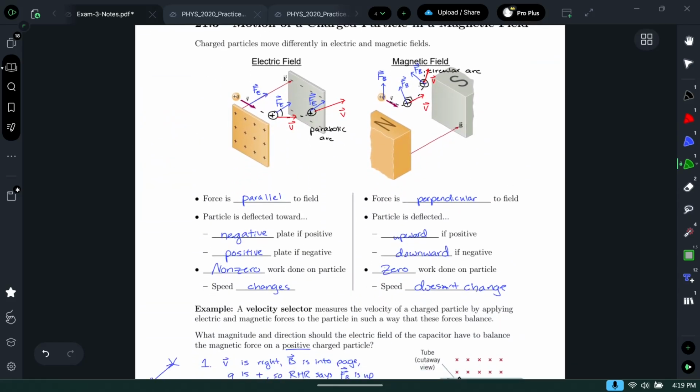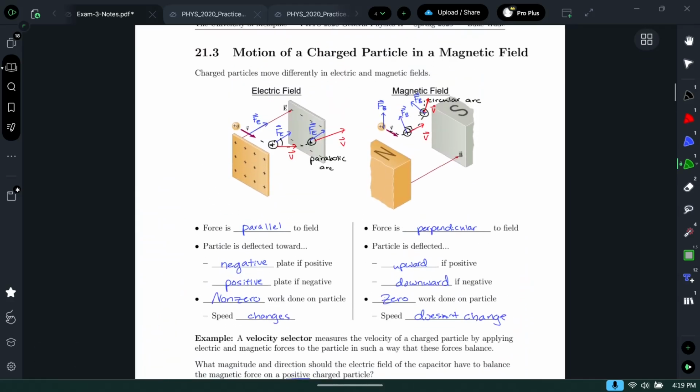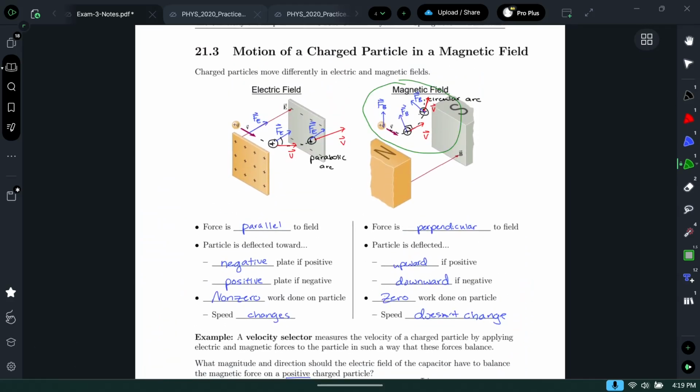For this page, the main takeaway is about the circular motion of the charge, that it sort of veers out of the magnetic field, and that's covered in more detail, I think, on the next page. But also that magnetic fields don't speed up or slow down charges. They can redirect them, but that's about all they can do. Electric fields can do speeding up or slowing down, but magnetic fields, all they can do is change the direction of a charge.